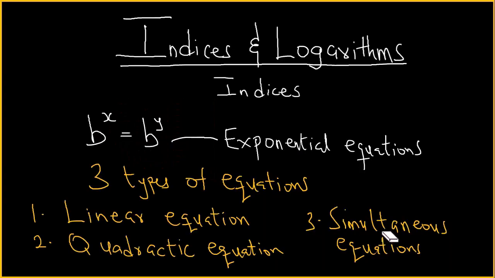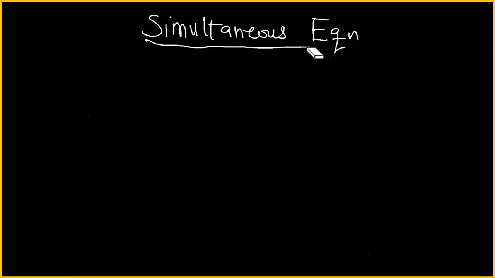To the last type of equation under indices, which is simultaneous equations. Okay, so with the simultaneous equations, we should know what simultaneous depicts. So simultaneous means doing two things at the same time.